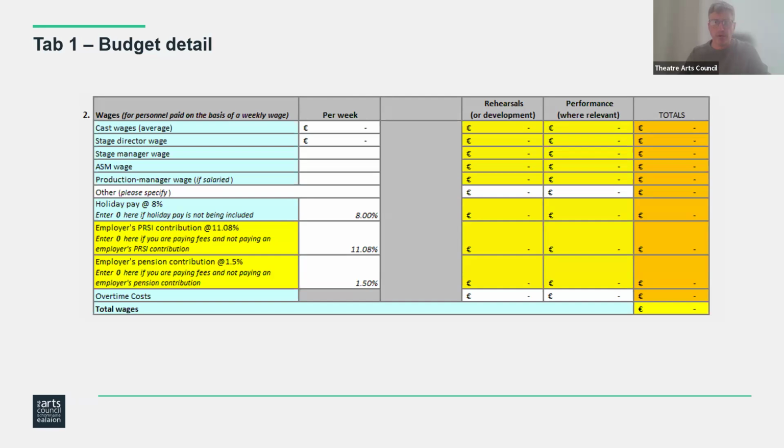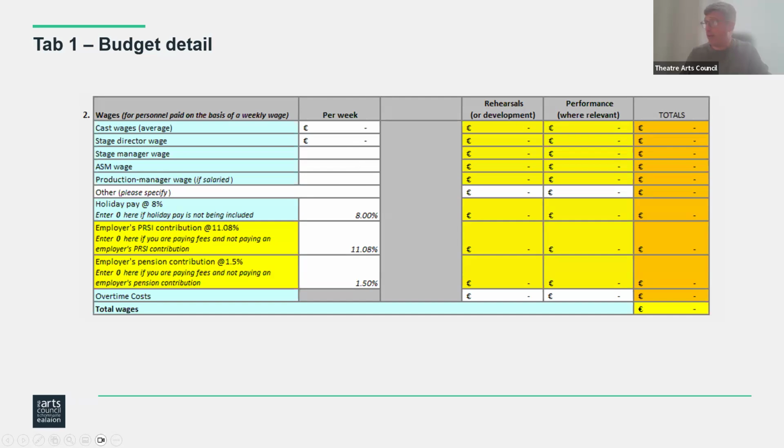So here's just a little tip. You'll notice that in the stage manager wage and the ASM wage, there isn't a euro sign, like there is beside the stage director and cast wages. So if you have a stage director only, and you don't have a stage manager or an ASM, just leave these blank. Don't put in zero, just leave them blank. If you put in zero, otherwise it will calculate them as factors and will average all of these together. So that's why they don't have euro signs. If you're not using them, just leave them blank.